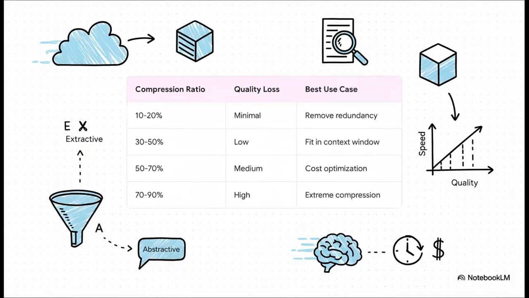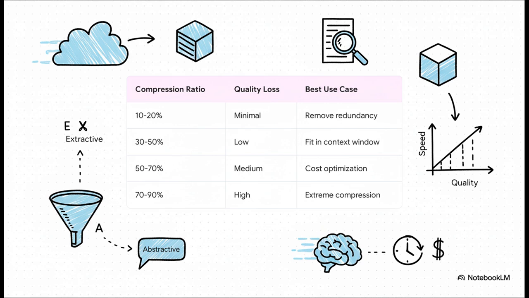And this table here, this really puts some numbers to that balancing act. You can see the relationship pretty clearly. If you're just doing a light compression, say 10 to 20%, that's perfect for just cleaning up some redundant sentences. You'll have minimal quality loss. Need to just barely squeeze something into the context window?